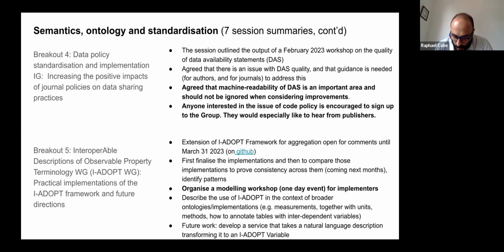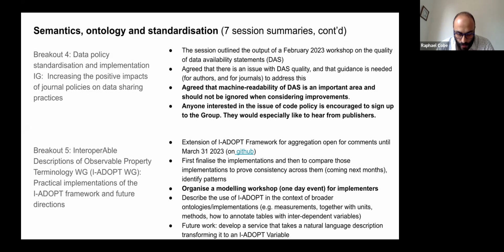The group seemed to agree that the machine readability of data availability statements is a very important area and should not be ignored when considering improvements. They also had a call to action from publishers, so they would like to hear from them to get their feedback on code policy and things like that.